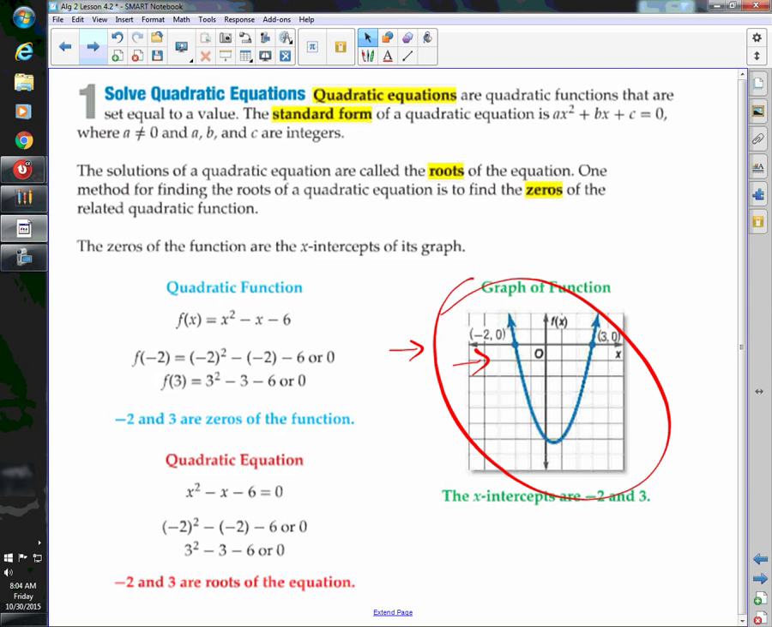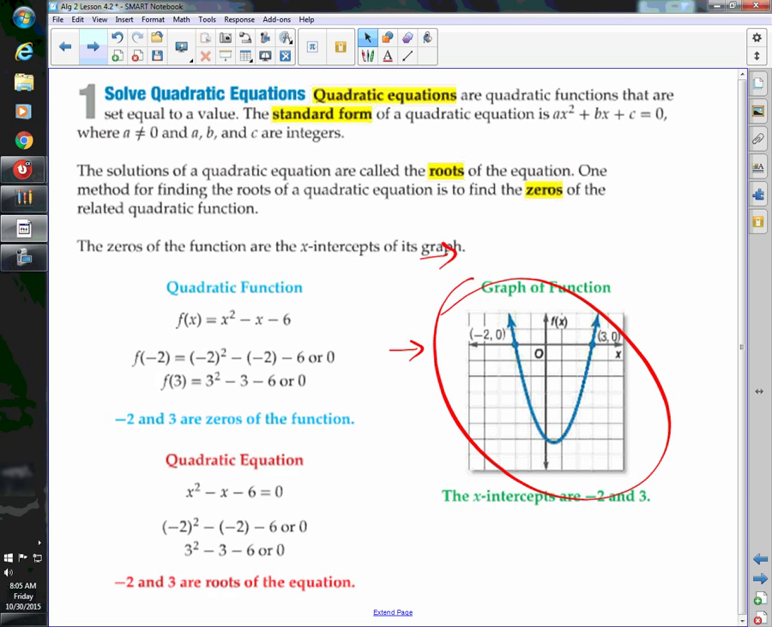Now, if I take a look at the quadratic equation down here, and I put a -2 in, you can see that it becomes a true statement. So x squared minus x minus 6 equals 0. If I replace my x's with the -2, I get a true statement. It means that -2 is a solution. Likewise, if I put a 3 through this thing, I get 9 minus 3 is 6, minus 6 is 0. Another true statement. So my solutions on this one are -2 and +3.